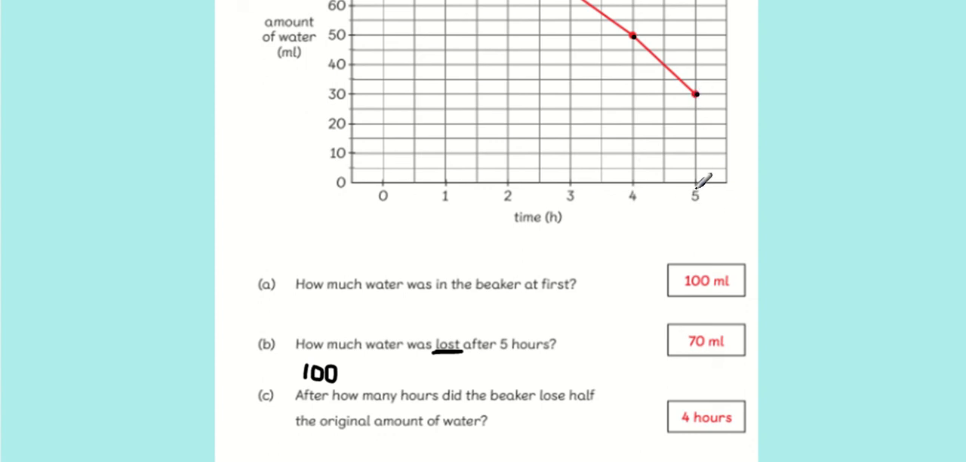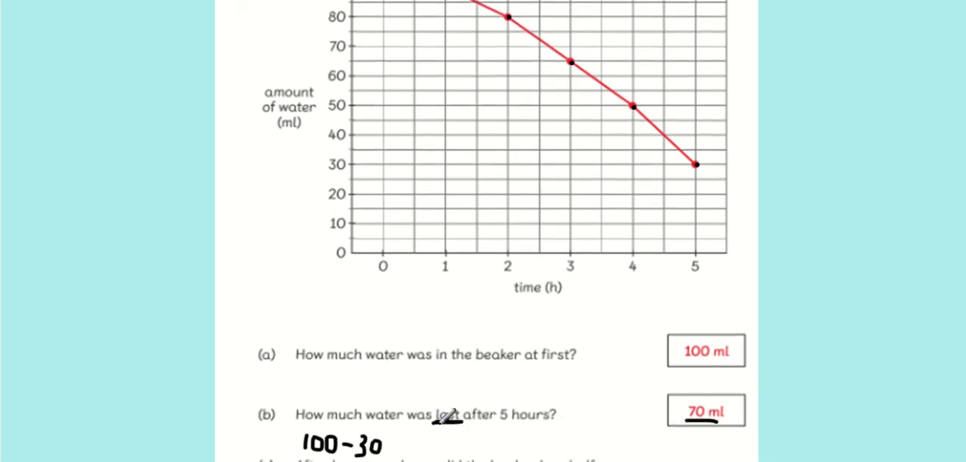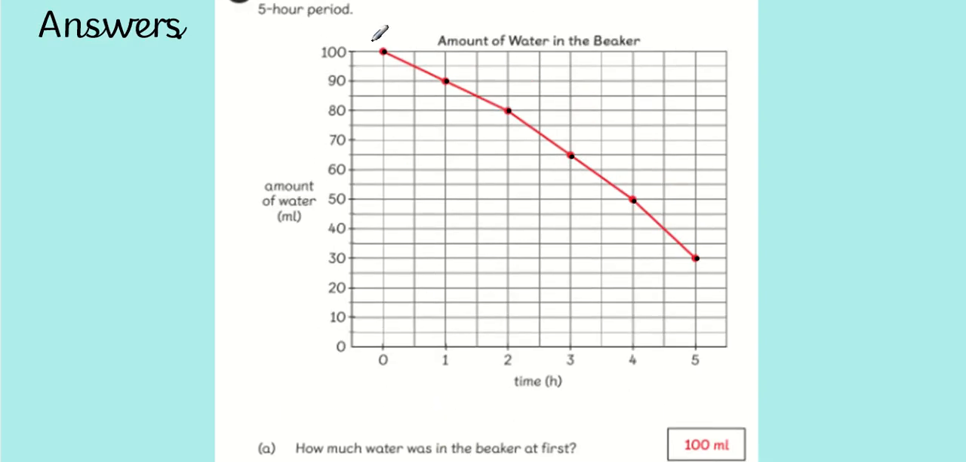Okay, so I'm using this 5, I'm going up and along, and I get all the way over to 30 millilitres. So we're going to find this difference. 100 take away 30. So knowing my number bonds, I know that that is 70, and this is the answer we've got here. Okay, so after 5 hours, we had lost 70 millilitres. You could also have done that by using this. So 10, 20, 30, 40, 50, 60, 70.